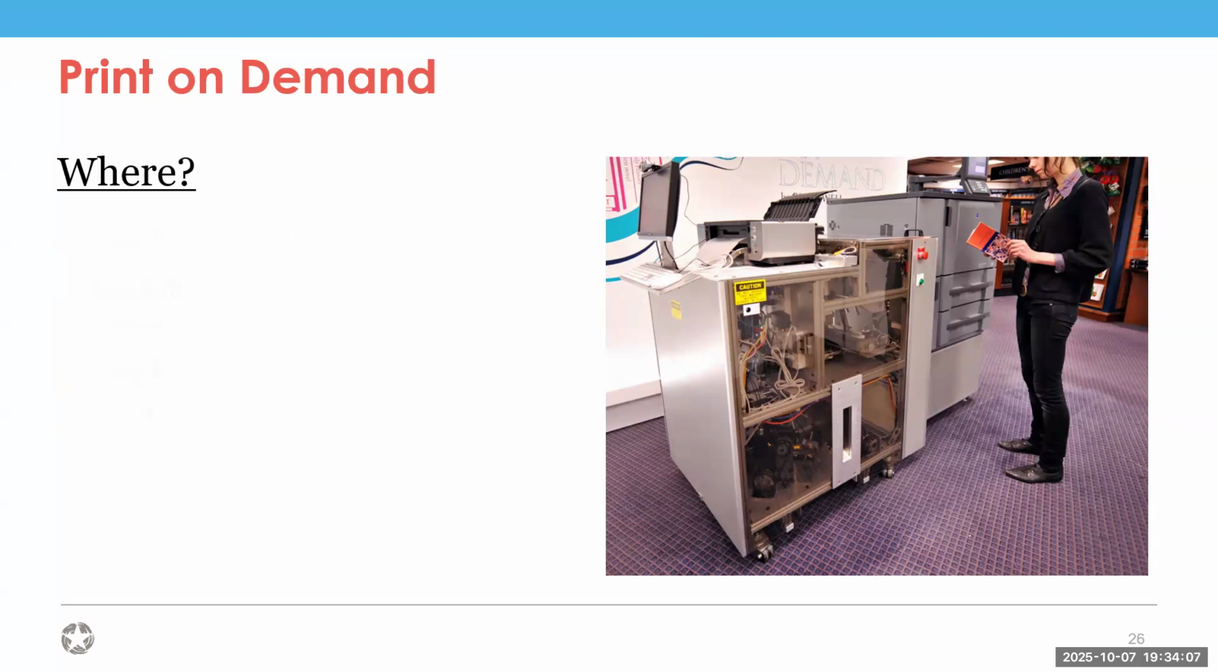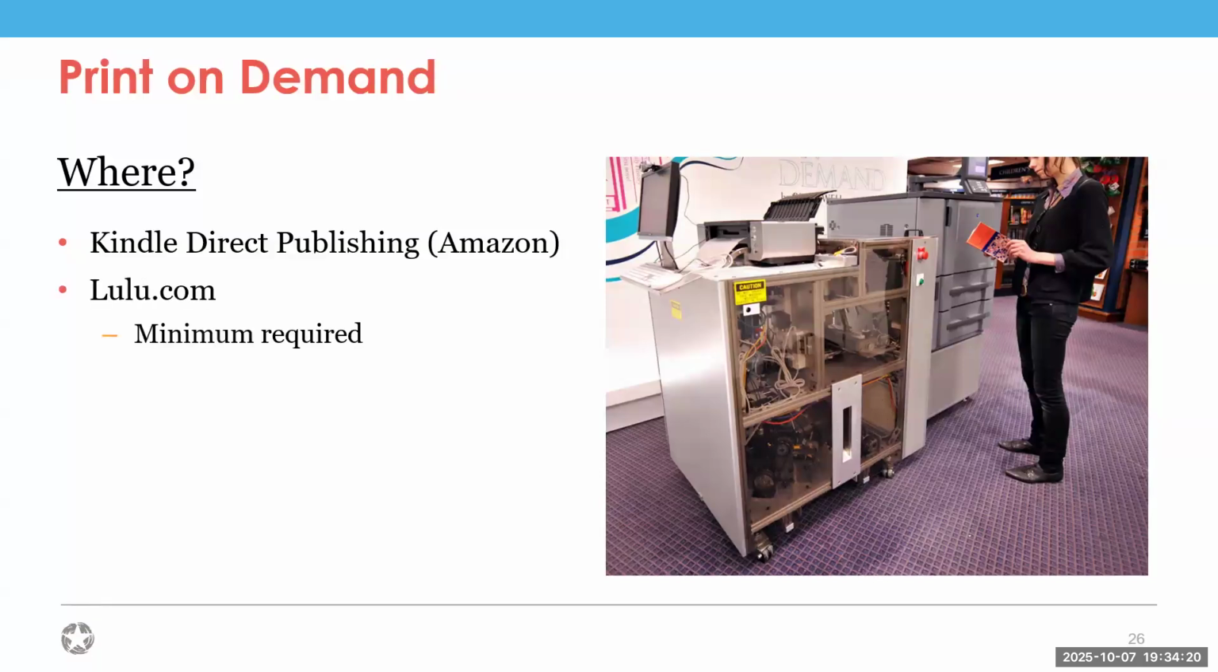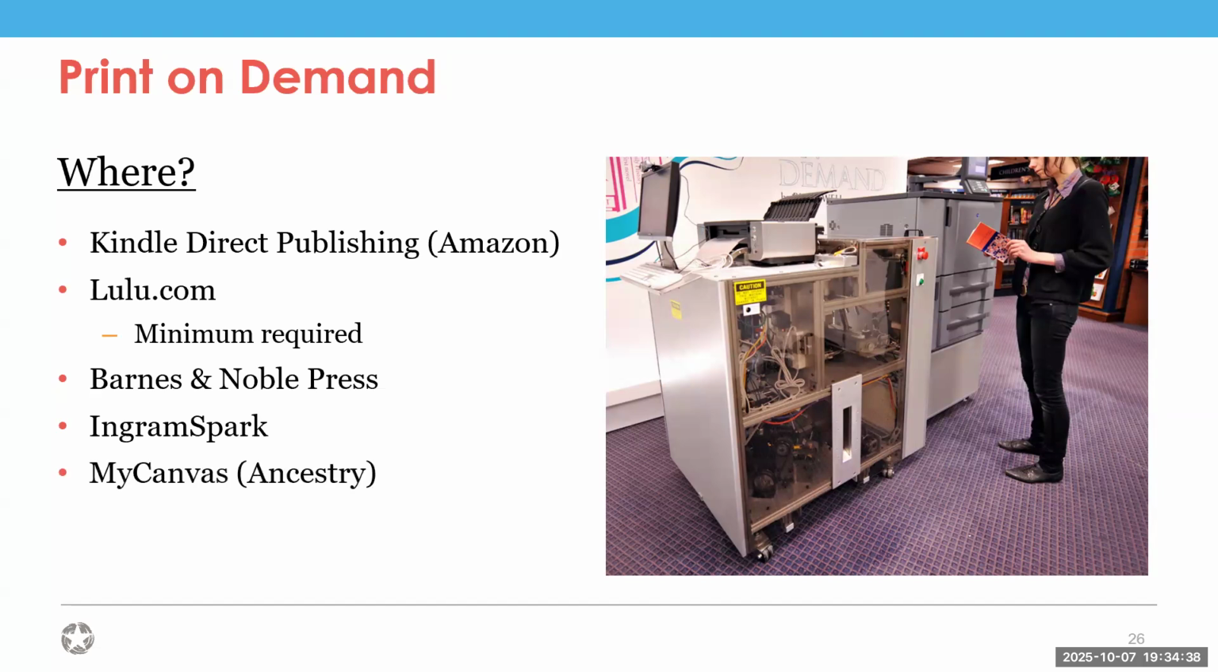So where would you print on demand? There's a bunch of different places, a lot of different options. Kindle Direct Publishing is Amazon's print on demand service. Lulu.com is another one that we found. They do have a minimum requirement. Barnes & Noble Press is Barnes & Noble's, obviously. Ingram Spark. Ingram is a major book publisher, and they do have a print on demand service.